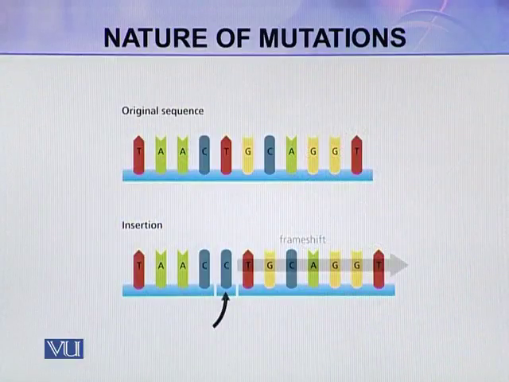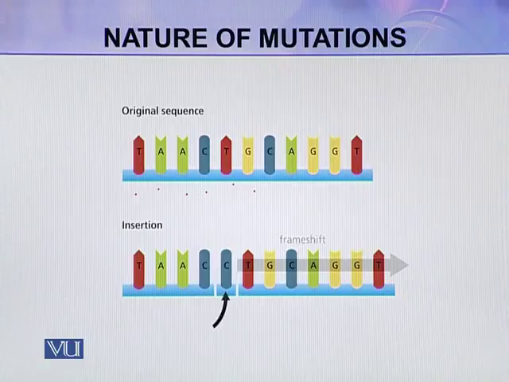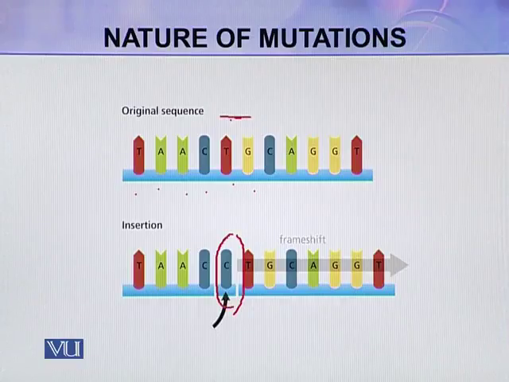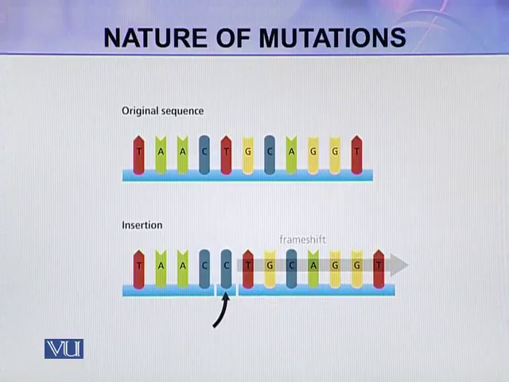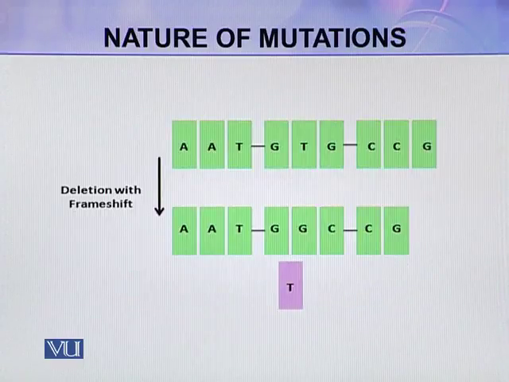For example, here you can see the sequence TAACTG. This is an insertion where you can see this C. This was not present in the original sequence, but now it is inserted. By the insertion of this single base, the whole rest of the sequence will be frame shifted. So this will disrupt the whole gene where this insertion has taken place.